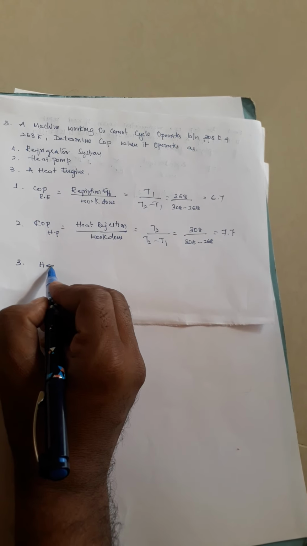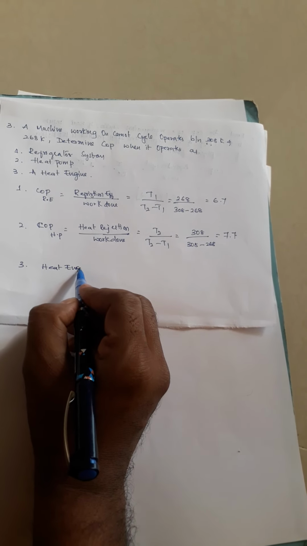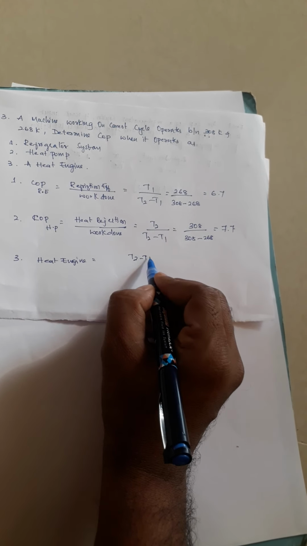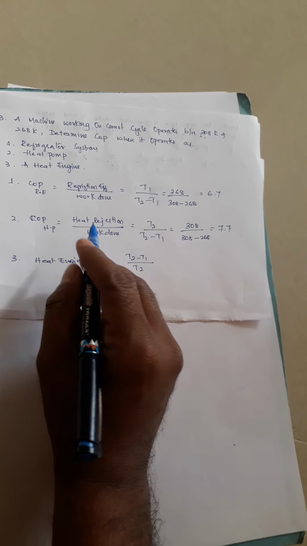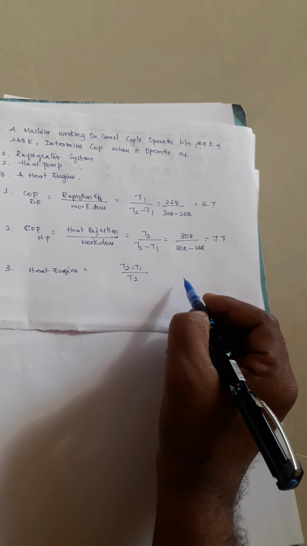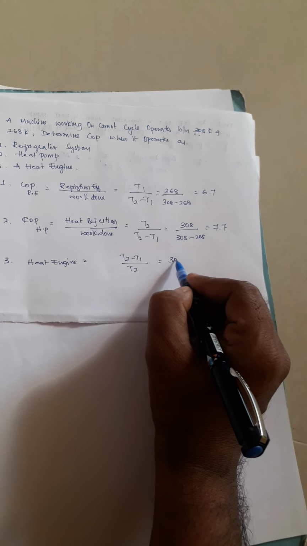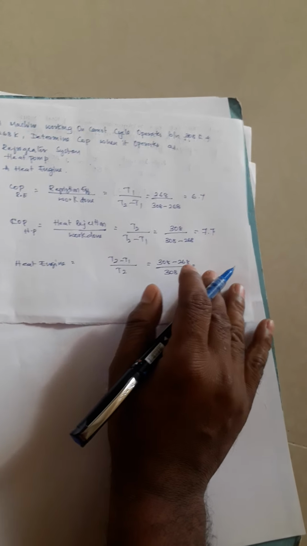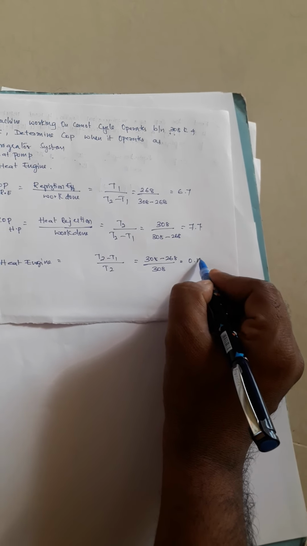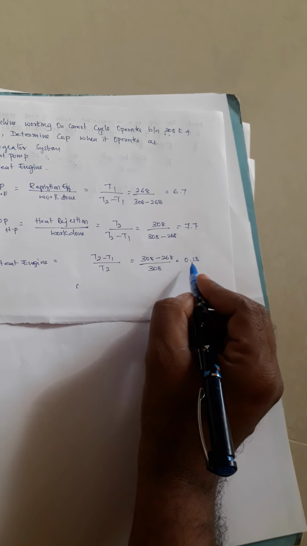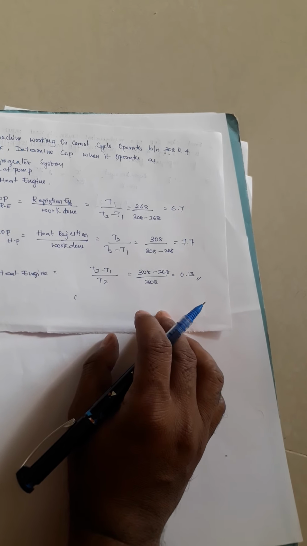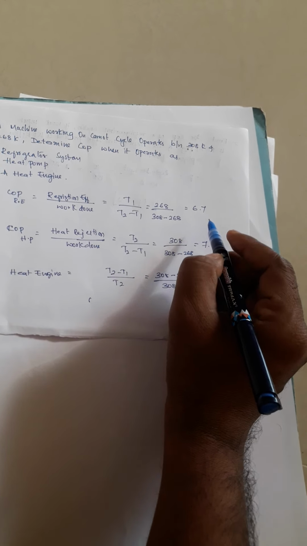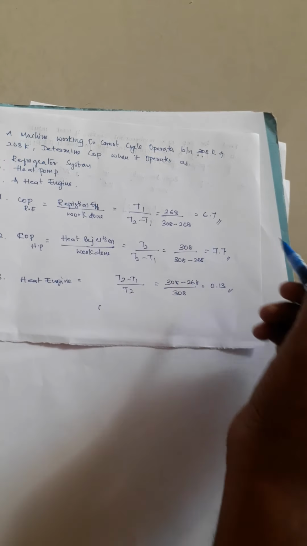Coming to the heat engine, for heat engines it is T2 minus T1 divided by T2. This is the inverse of the coefficient of performance of the heat pump. So it is 308 minus 268 divided by 308. Here the work done will be very less, that is 0.13. The COP for the heat engine is very less, that is 0.13, and for the heat pump it is 7.7, and for the refrigeration system it is 6.7, right?